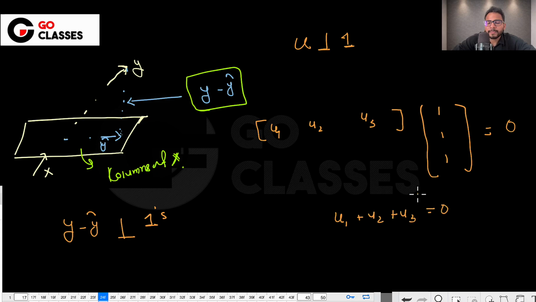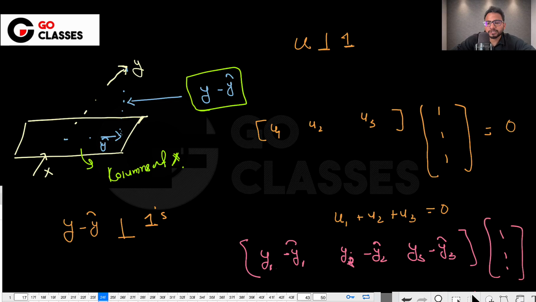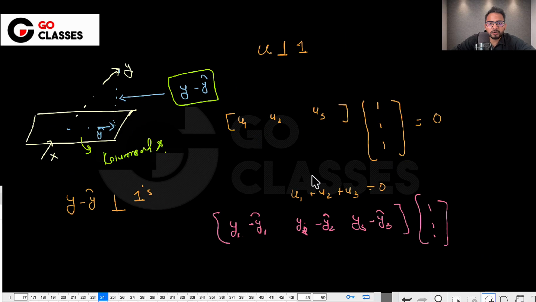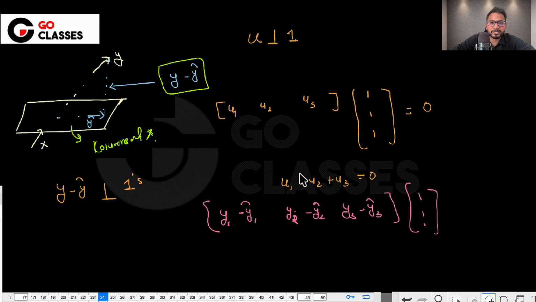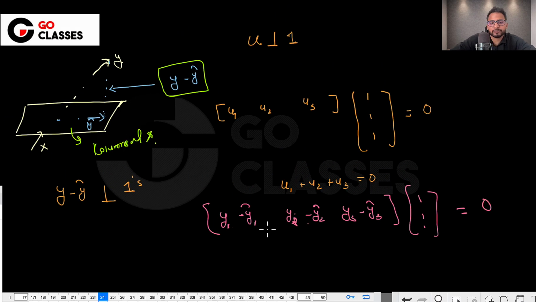Similarly, for this vector, y minus y cap, the entries will be in the i format. The first entry will be y1 minus y1 cap, the second entry will be y2 minus y2 cap, and the third entry will be y3 minus y3 cap. So this vector is perpendicular to 1. What does this mean? It means that the summation of all yi minus yi cap must be 0, which means the summation of all the errors must be 0.